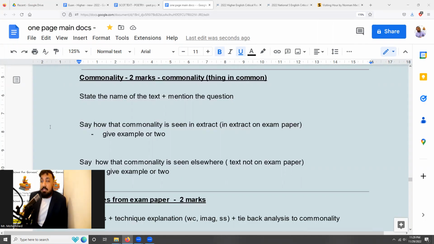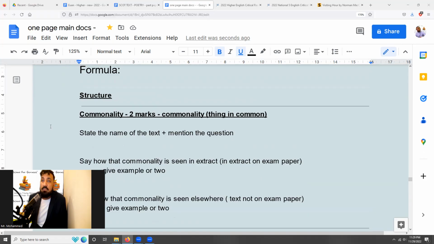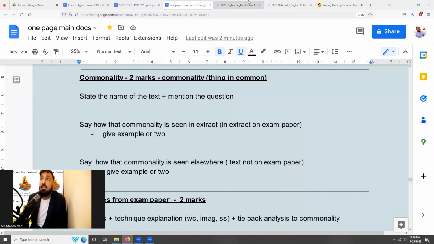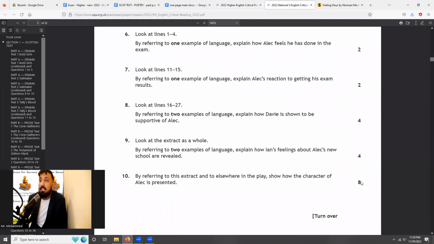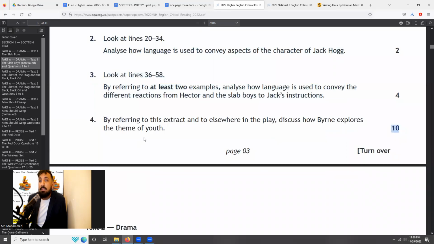Okay, so when it comes to the final question, again, this is referred to as the 8-mark question at National 5 or the 10-mark question at Higher. It's called this because of the marks it's given at each level. What this question always asks you to do is to compare the text in some way.